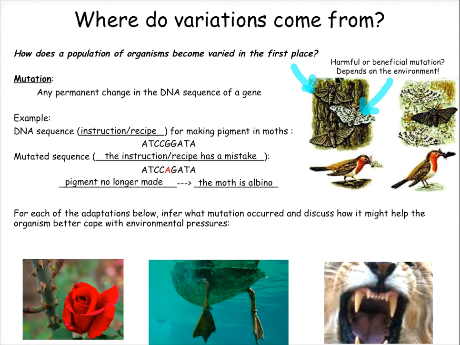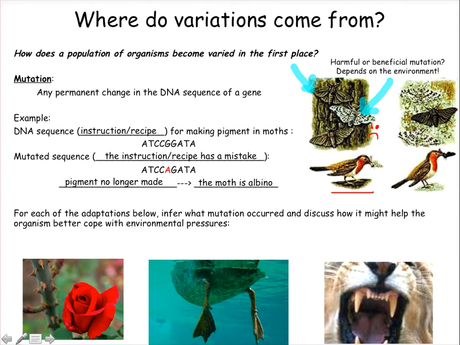Okay, so now let's compare two different ways that this mutation could affect the population. In this first situation, the mutation would have a harmful effect on the moth. It has a harmful effect on the moth because it makes the moth stand out amongst the brown trees, and therefore it is likely to be quickly identified by a bird to be eaten.